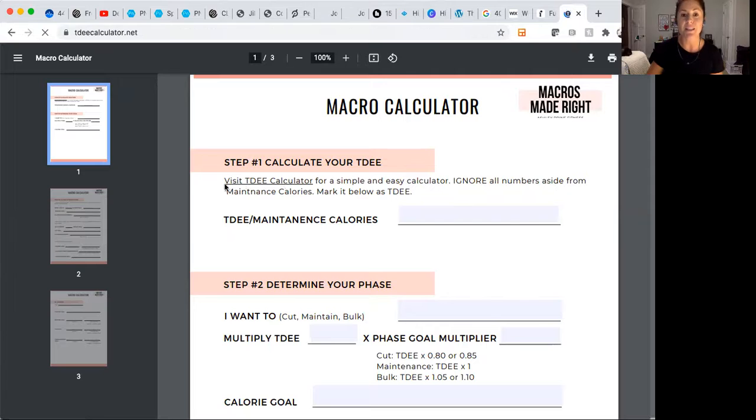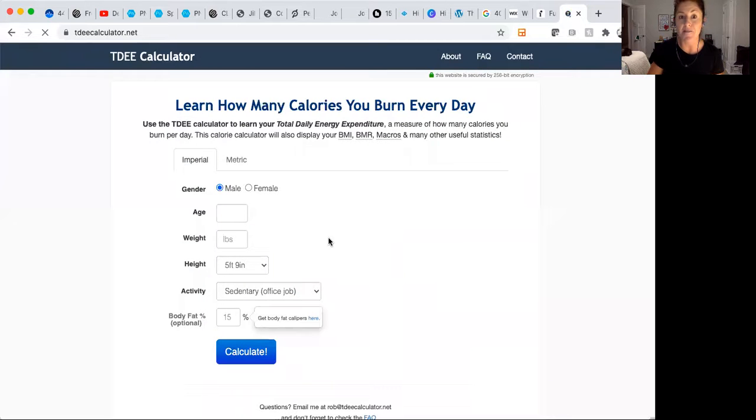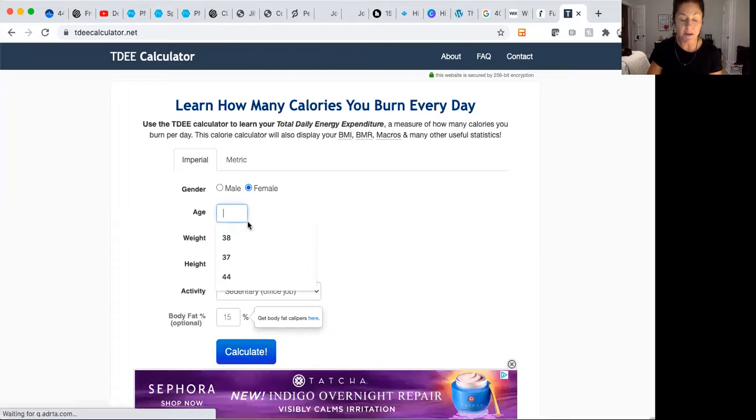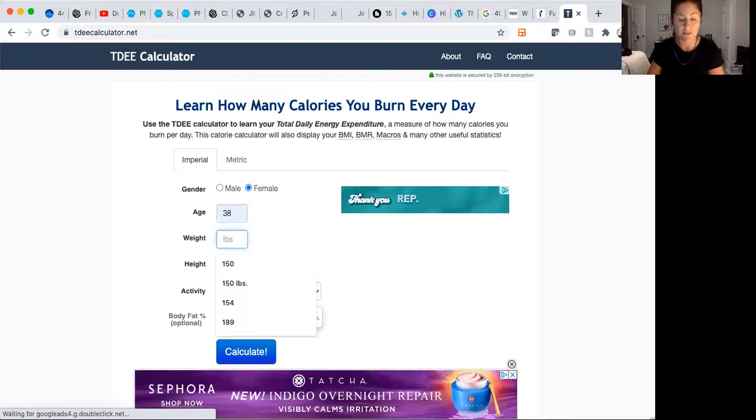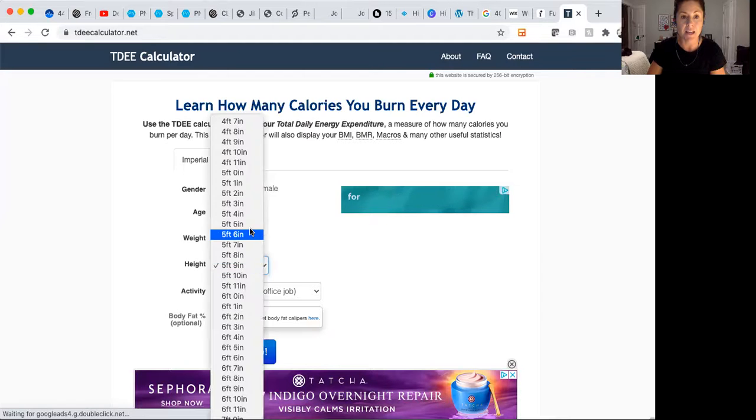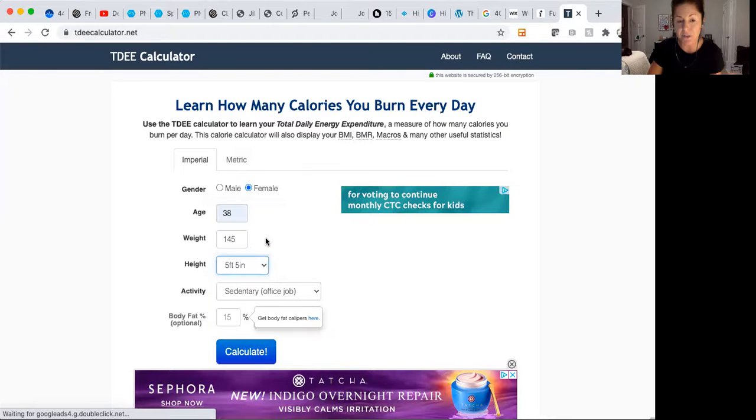So we're actually going to visit this TDEE calculator to figure out how many calories that you burn every single day. So I'm going to go ahead and put my metrics in here. I'm female. I'm age 38. I weigh 145 pounds. And I am 5'5". They don't let you put halves in here. They totally should. But I'm 5'5" and a half.